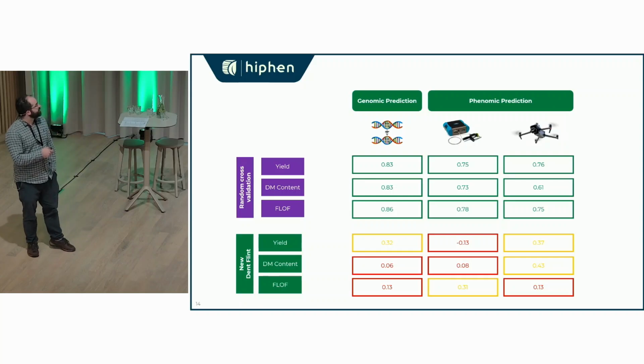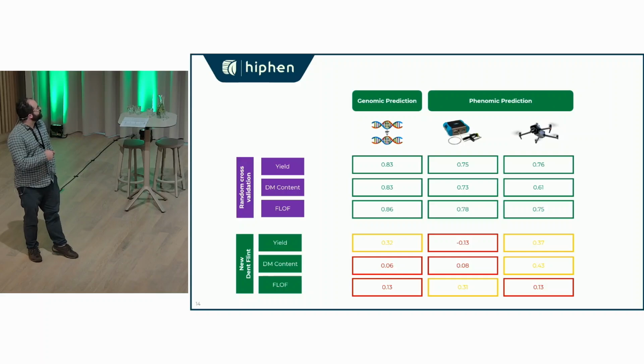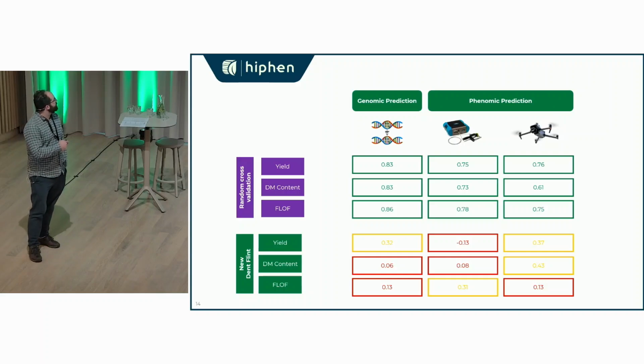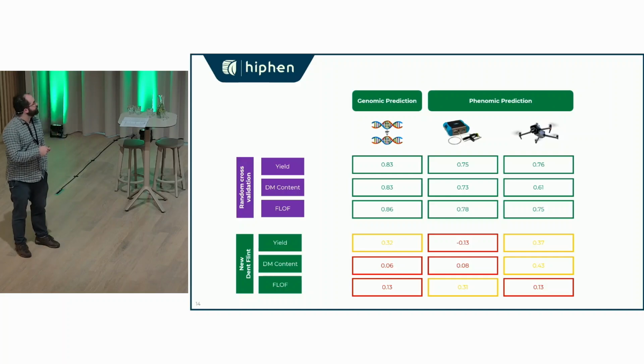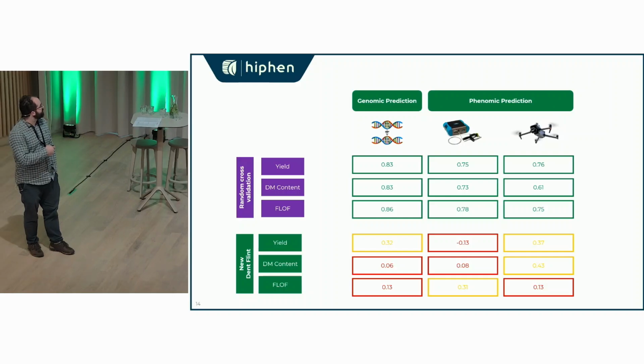And what we see in a very quick way is that when you're doing random cross-validation, so when you're trying to predict randomly out of the two populations, a couple of them, well, everything works quite well, whether it's genomic prediction, NIRS, phenomic prediction, or UAV drone phenomic prediction. But when you're trying to use dent to predict flint, then it becomes a little bit more tricky and the predictions are not that accurate.